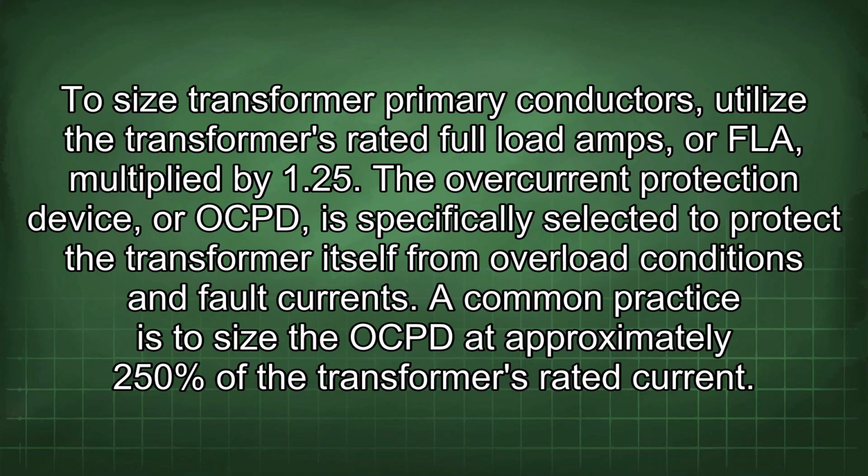To size transformer primary conductors, utilize the transformer's rated full load amps, or FLA, multiplied by 1.25. The overcurrent protection device, or OCPD, is specifically selected to protect the transformer itself from overload conditions and fault currents. A common practice is to size the OCPD approximately 250% of the transformer's rated current.